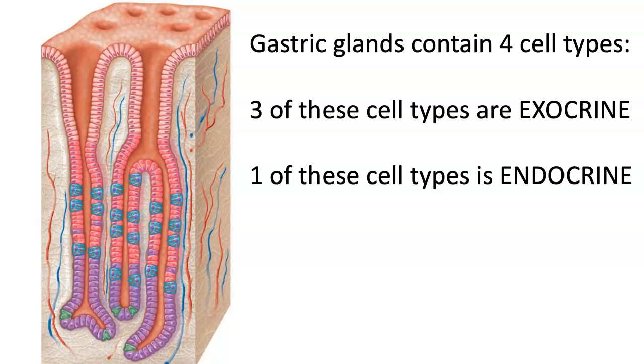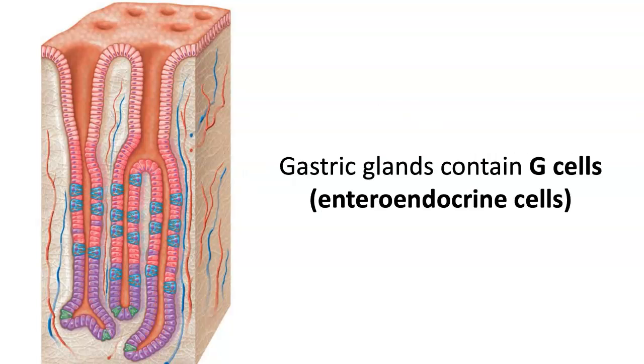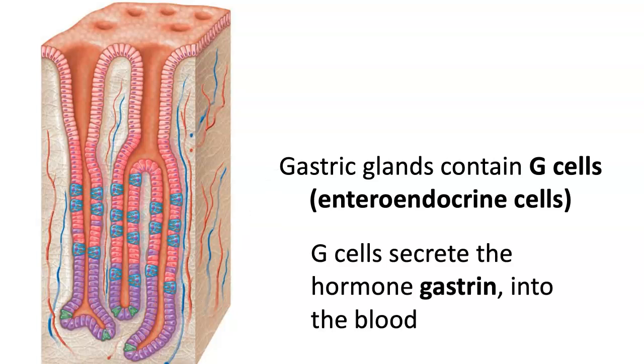Let's finish by turning our attention to the one cell type in the gastric glands that is an endocrine type of cell. The endocrine cell types are called G cells, or enteroendocrine cells. They're located at the base of the gastric glands, and they're color-coded green in this diagram. Because G cells are endocrine cells, they secrete a hormone. That hormone is called gastrin, and of course hormones are secreted into the blood.